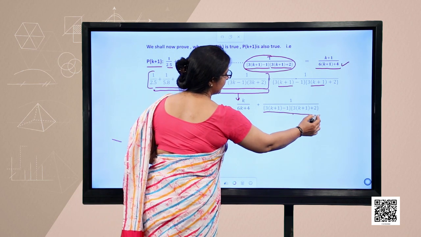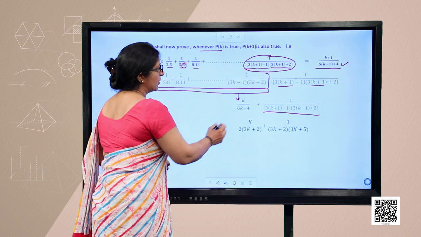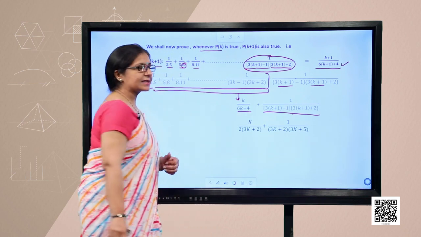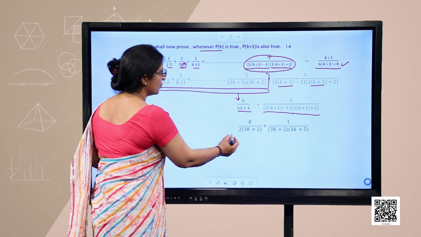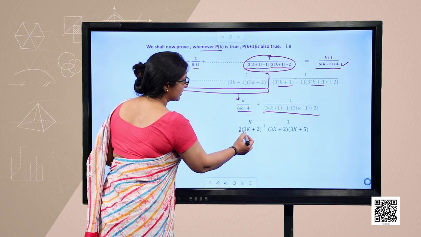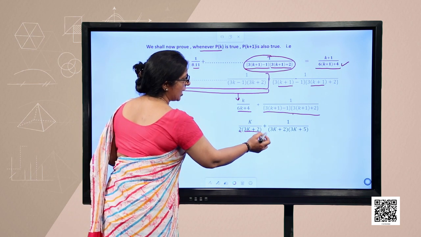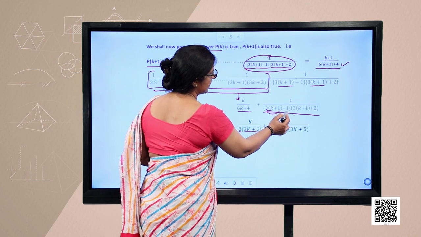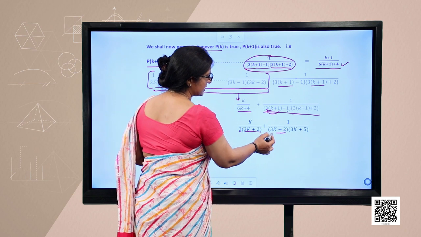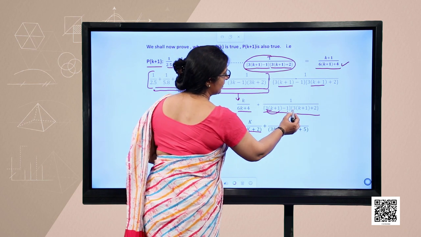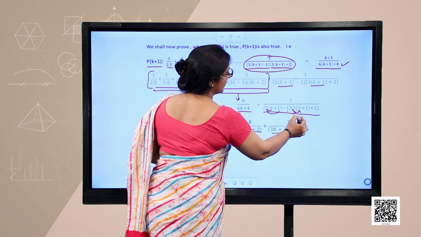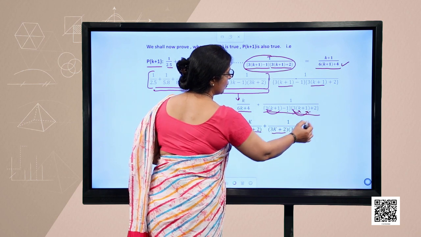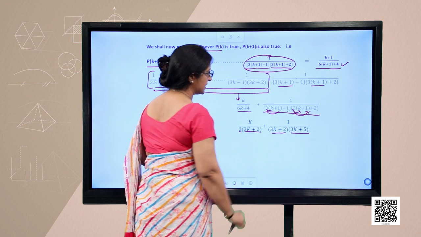We will be adding. We can split 6k plus 4 into, by taking 2 outside, 3k plus 2, and solving this, 3k plus 3 minus 1, which will give us 3k plus 2. When we open this, 3k plus 3 plus 2, which will give us 3k plus 5.